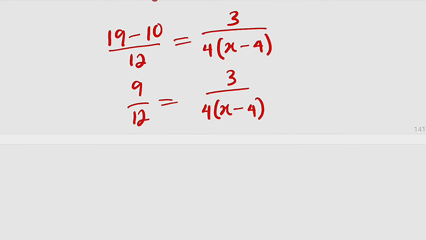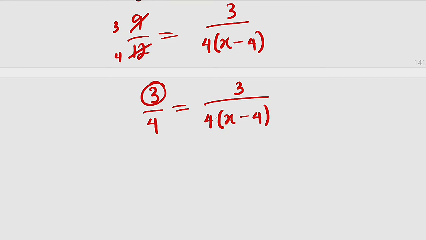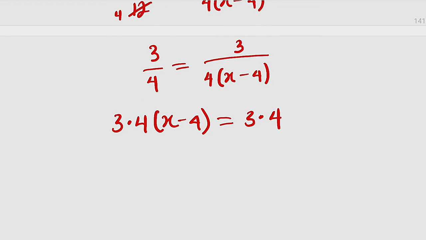You can see that 3 can divide 9 exactly 3 times, and 3 can divide 12 exactly 4 times. So we have 3 divided by 4 equals 3 divided by 4 multiplied by (x minus 4). From here, we can cross multiply. We take this and multiply by the whole of this: 3 multiplied by 4 bracket (x minus 4) equals 4 multiplied by 3, which is the same thing as 3 multiplied by 4. So you can directly divide both sides by 3 multiplied by 4.